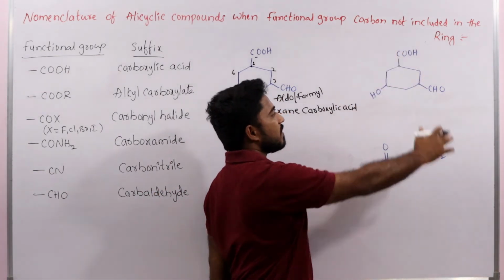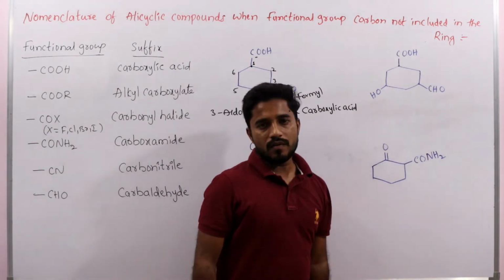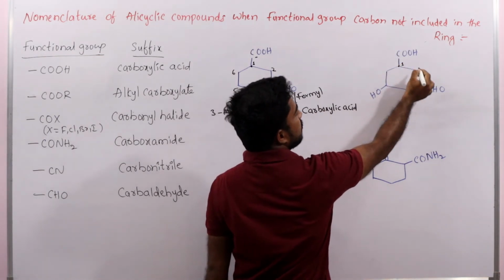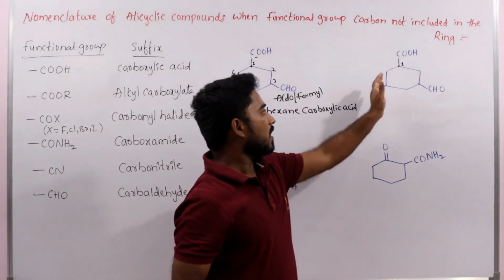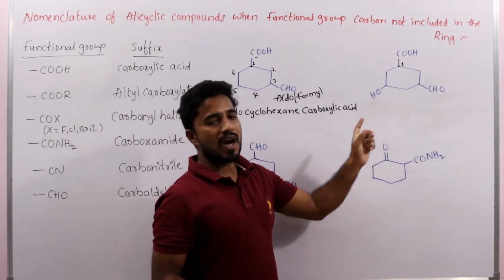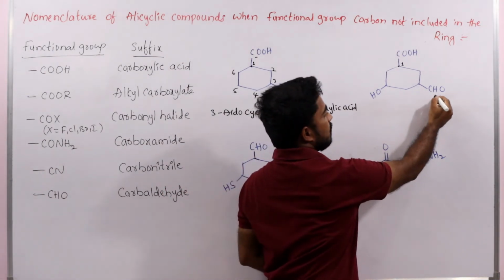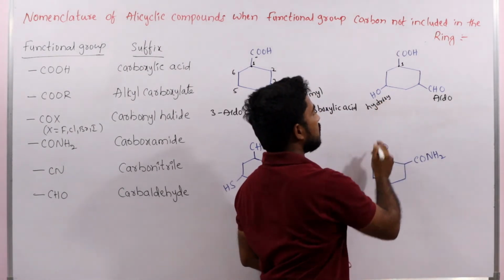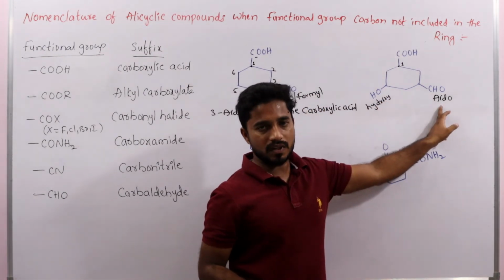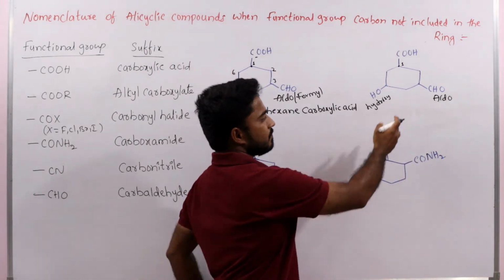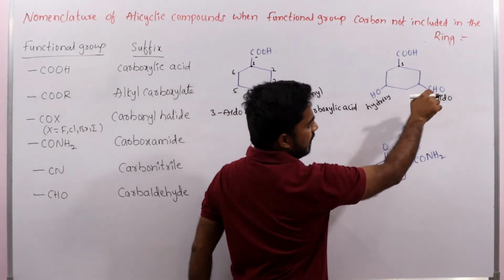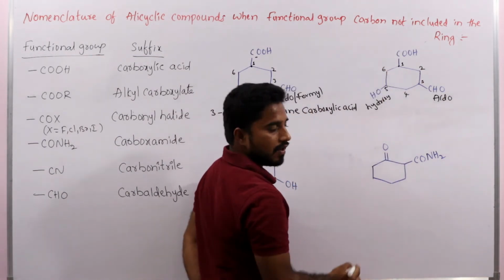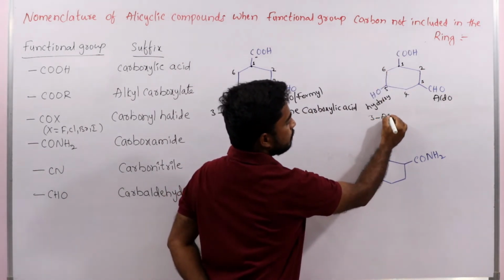In that, COOH is the main functional group, then OH and CHO we have to take as prefixes, substituents. Okay, the numbering we have to start here 1, then we have to proceed through right side or left side, according to alphabetical order. So you take CHO as aldo, then OH as hydroxy. Then which one will come first in the alphabetical order? Aldo will come first in the alphabetical order. That's why this one should get the least number, 1 2 3 4 5 6. Okay, that's why 3-aldo.